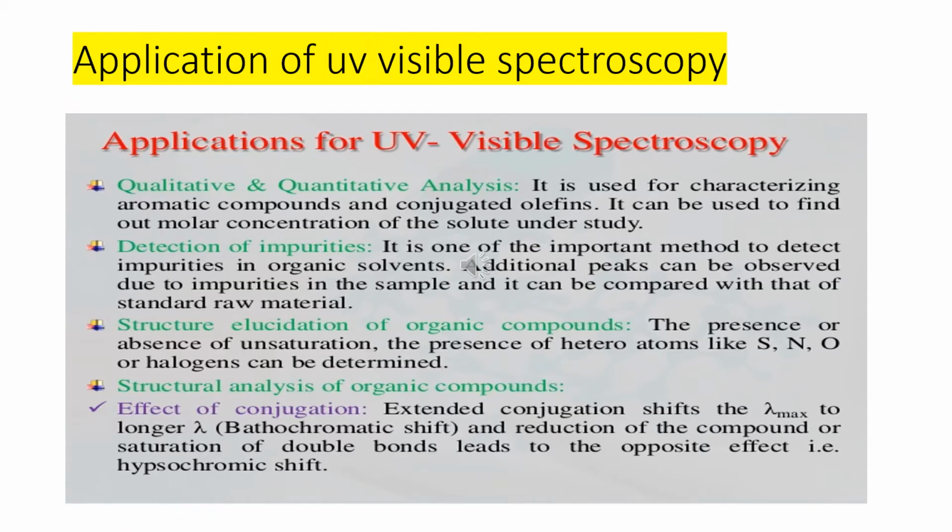Application of UV visible spectroscopy. Qualitative and quantitative analysis. It is used for characterizing aromatic compounds and conjugated olefin. It can be used to find out molar concentration of the solute under study.